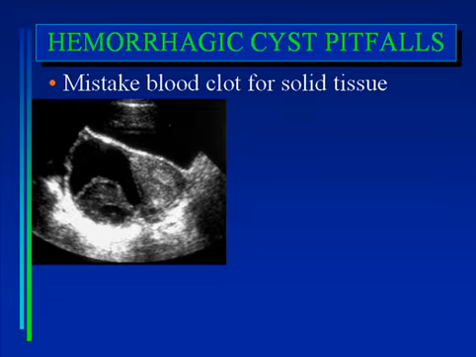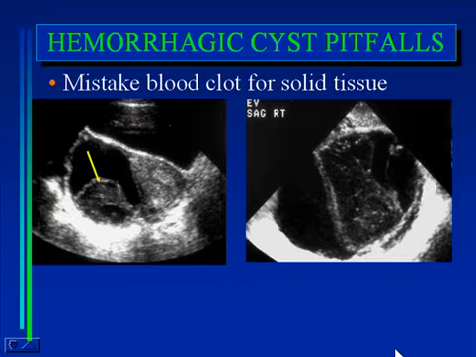One of the pitfalls is to mistake the blood clot within a hemorrhagic ovarian cyst for solid tissue. Here is an example of one that was initially mistaken for a neoplastic process because of this solid appearing tissue within the cyst. This was also seen at endovaginal ultrasound. This is an old case.